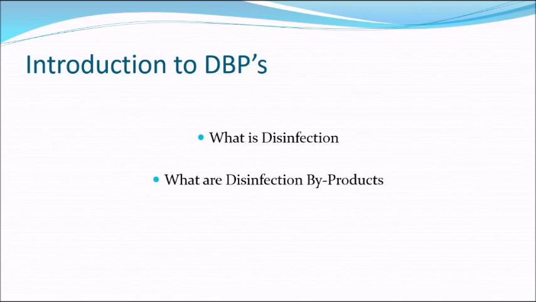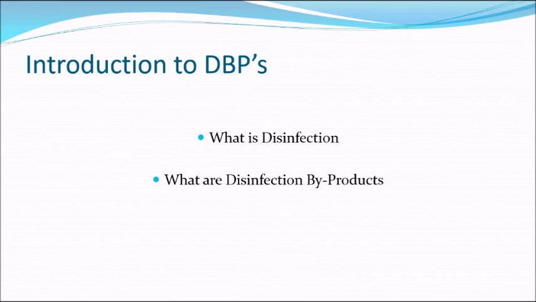Water and wastewater can be treated in many ways. Today, we will be focusing on the removal of disinfection byproducts. But first, let's look at what disinfection is. Disinfection is a method to selectively kill organisms and pathogens such as viruses and bacteria in water and wastewater.